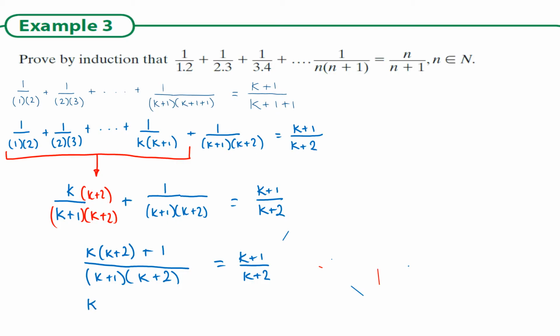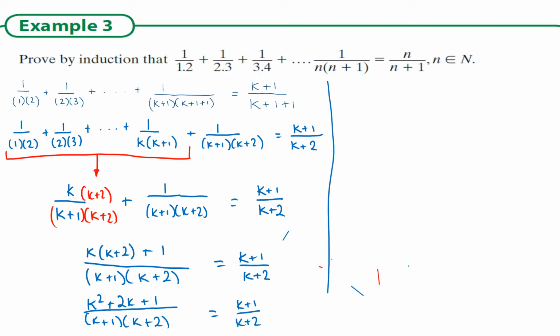So let's multiply out the top. So k squared plus 2k plus 1 all over k plus 1, k plus 2. We're going to need to do a little bit of cancelling, so that will involve some factorisation. So I'll break this down. You can do this to the side if you want, but this should be straightforward enough. We should get k plus 1 times k plus 1. It's a perfect square, so you could write it as k plus 1 squared if you want.